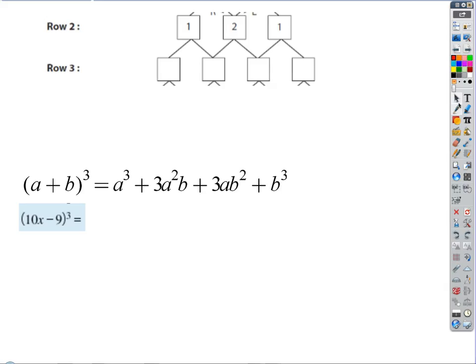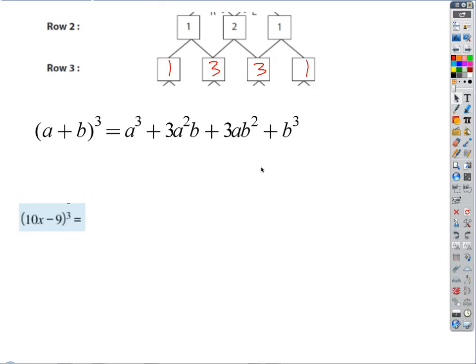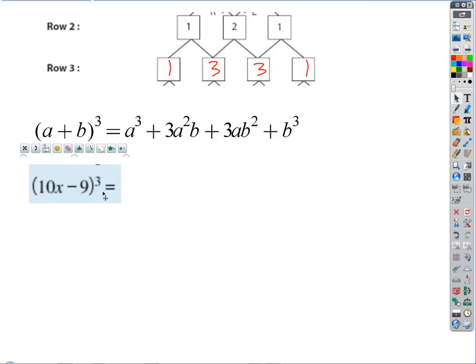You guys already told me that row 3 is 1, 3, 3, 1. So do you see that that just gives us that expansion? If I cube out a plus b, I just get a cubed plus 3a squared b plus 3ab squared plus b cubed. Right, 1, 3, 3, 1. So then we'll just skip right up to one where we've got a negative. We'll just do one example, and you guys can work on this.